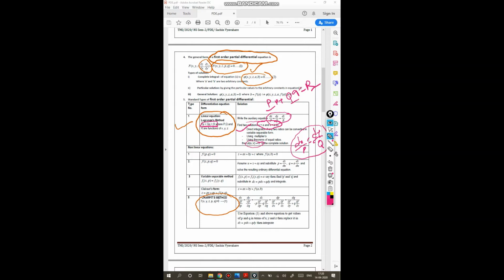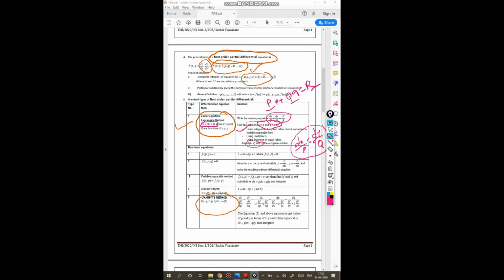You already know what a variable separable form is. Take the terms of x on one side with dx, and take the terms of y on the other side with dy. If you are able to do that, you can integrate it, because a function of x into dx is equal to a function of y into dy, and the integration is possible.